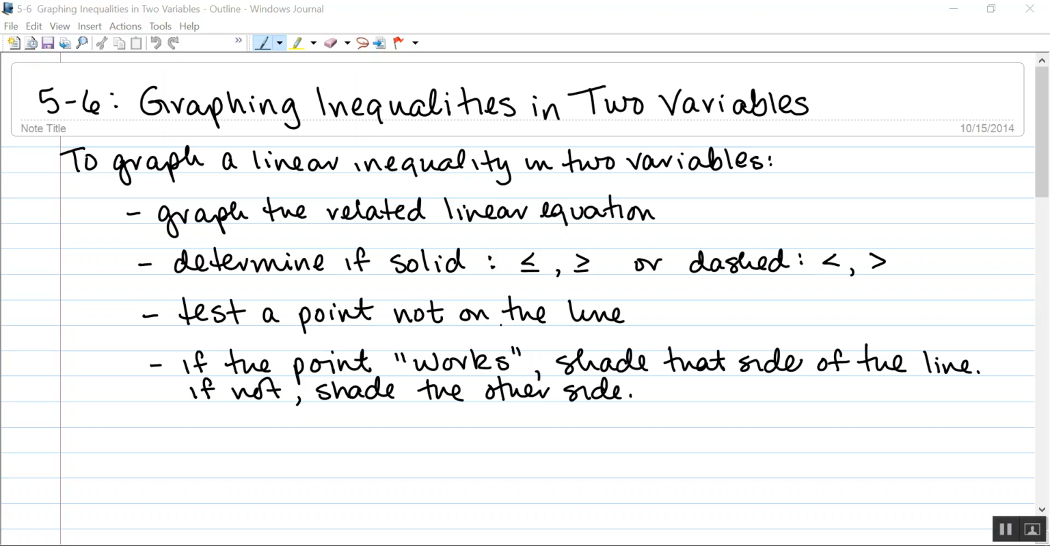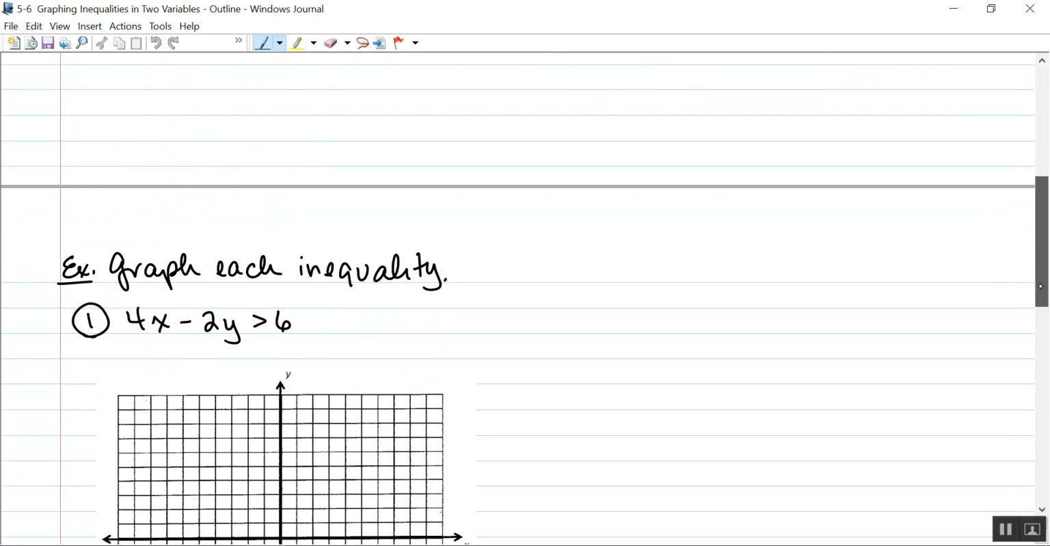We're going to test a point that is not on the line and see if that works in the inequality. If the point does make that inequality true, we're going to shade that side of the line. If the point does not make the inequality true, then we will shade the other side. So let's take a look at a couple examples here.